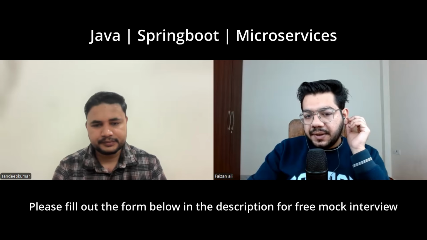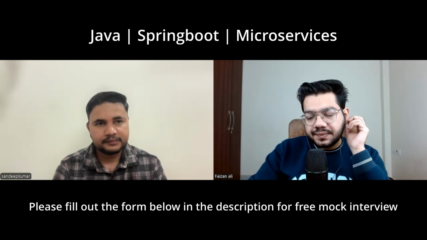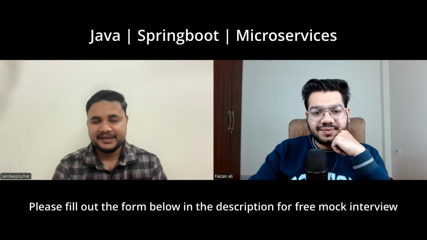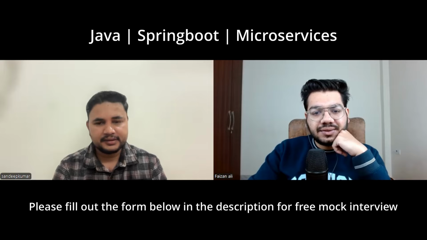How do you implement an API gateway? Implementing an API gateway, I'm not sure about that. Okay, you are not sure. Have you used patterns to handle inter-service communication failures? No, I have not used.